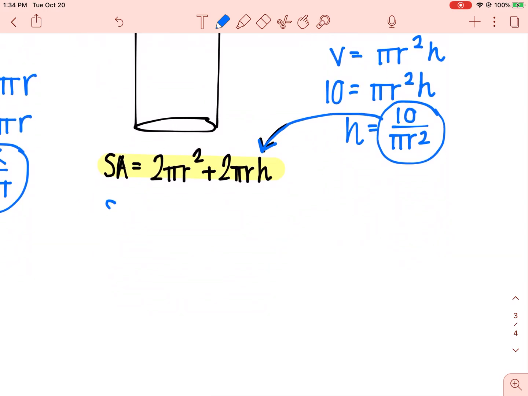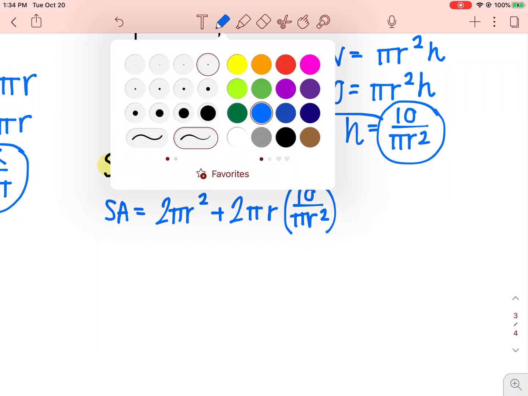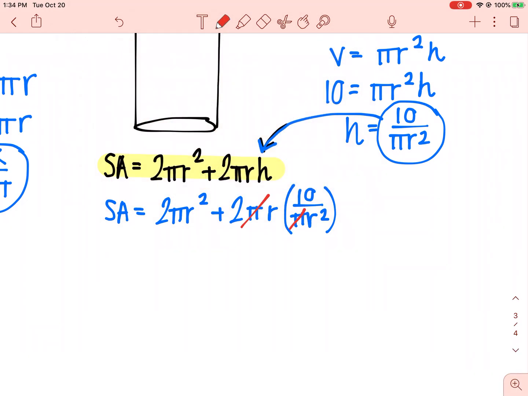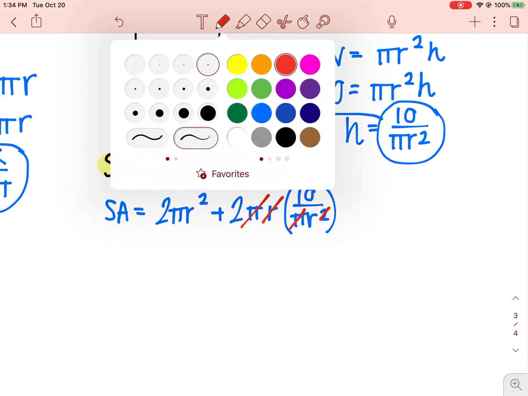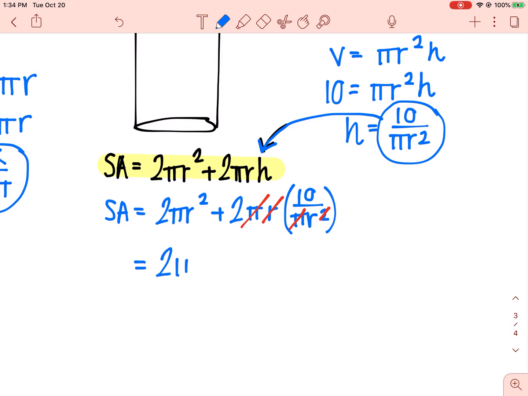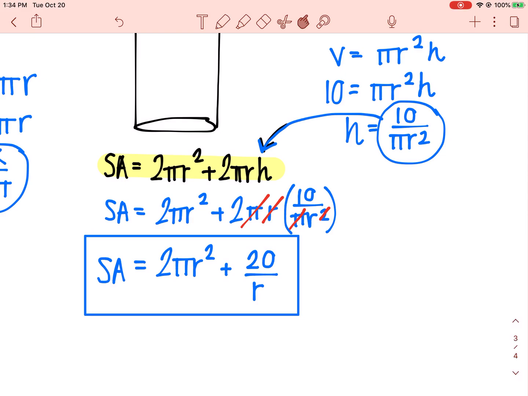Let's see what this looks like. So 2 pi r squared plus 2 pi r, instead of h, I'm going to put 10 over pi r squared. Notice some things are going to cancel: the pi and the pi, the r with one of the r's on the bottom. So 2 pi r squared, this will be plus 20 over r. And that's everything we need. We got surface area in terms of just the radius. Okay, just that r value.